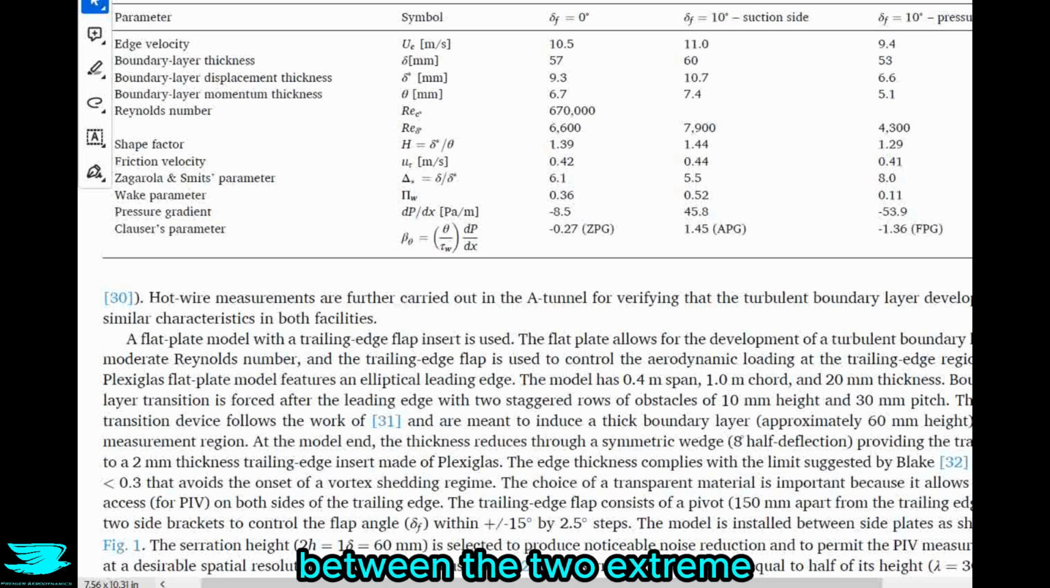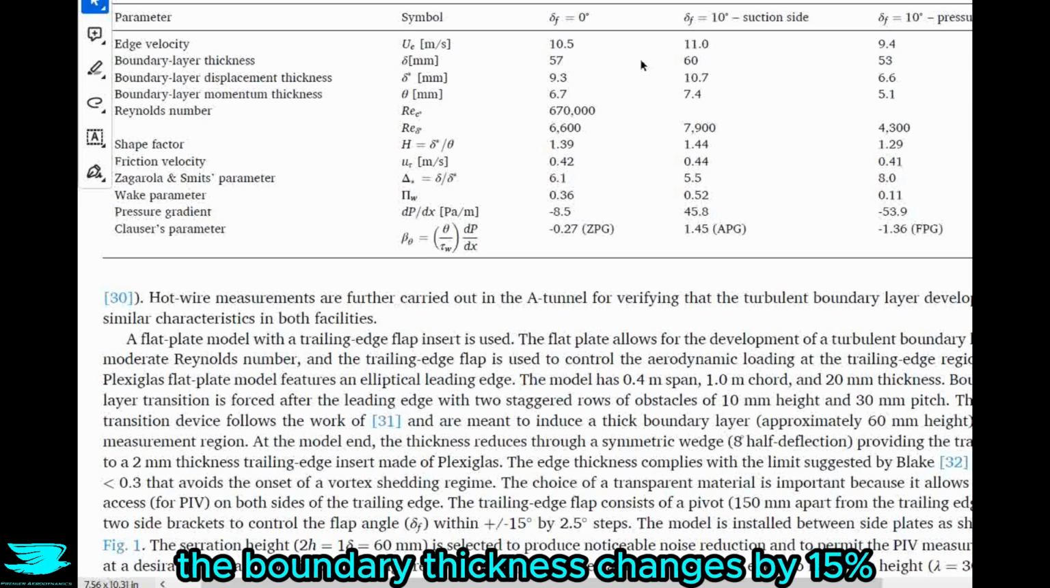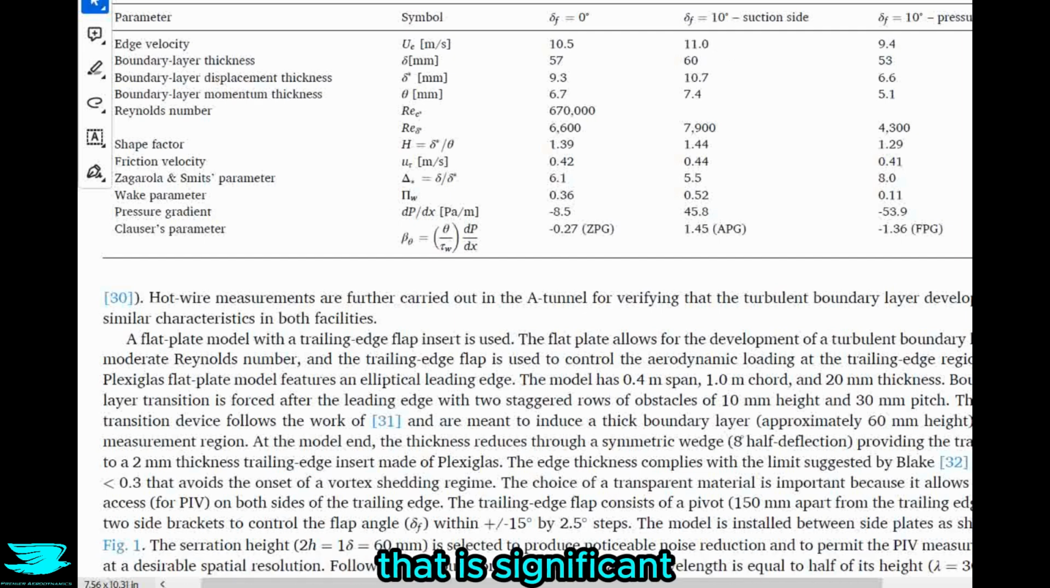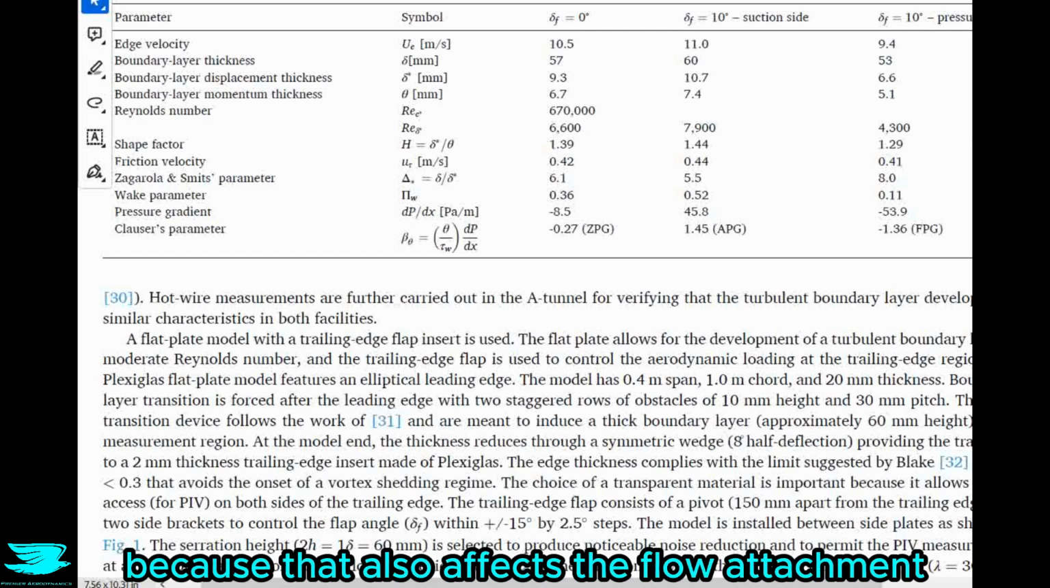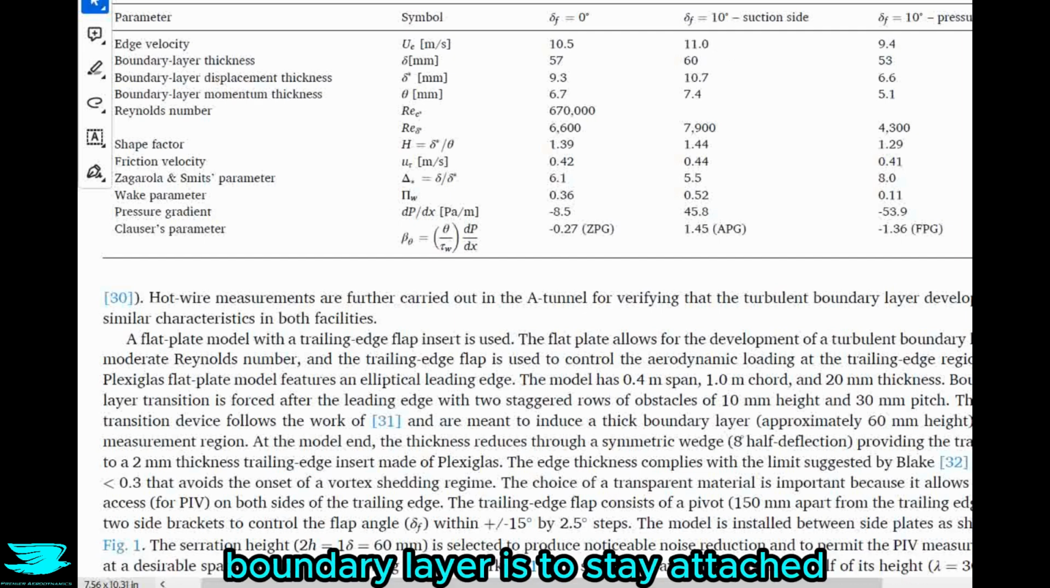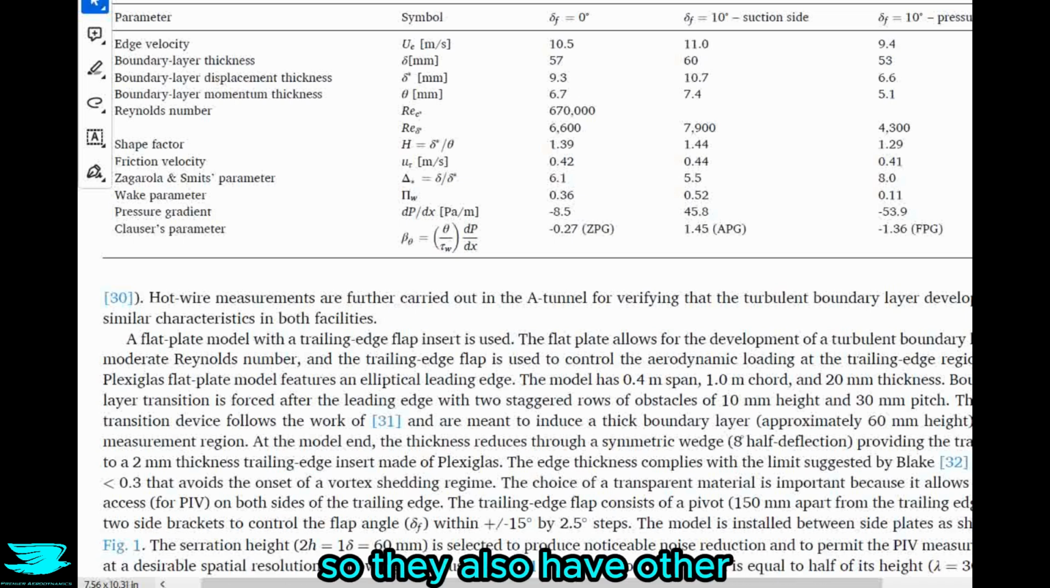In fact, between the two extreme angles of minus 10 degrees and plus 10 degrees, the boundary layer thickness changes by 15%. That is significant because that also affects the flow attachment and how willing the boundary layer is to stay attached. They also have other really cool data on this table.